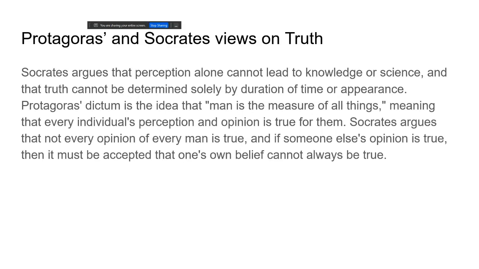Next are Protagoras' and Socrates' views on truth. Socrates argues that perception alone cannot lead to knowledge or science, and that truth cannot be determined solely by duration of time or appearance, which goes into a subjective view of truth. Protagoras' dictum states that man is the measure of all things, meaning that each individual's perception of reality and their opinions are true for them. Everything is relative to them. That is their own truth. Their perception is relative, which goes into the subjectivity of it all.